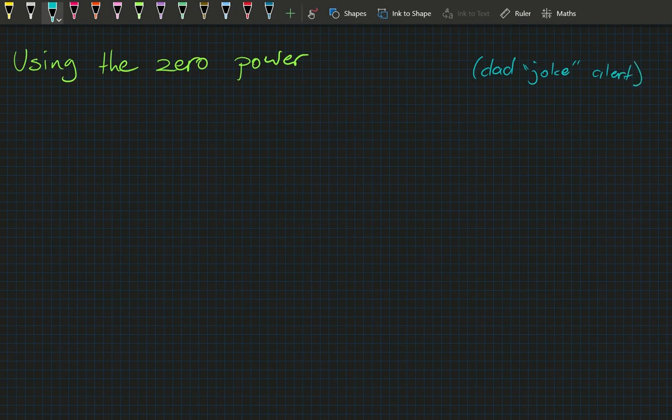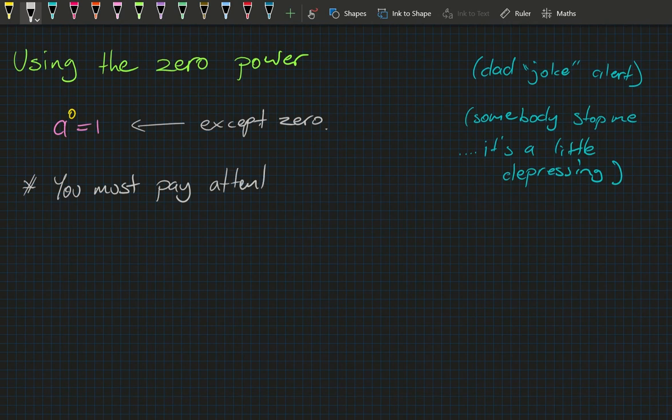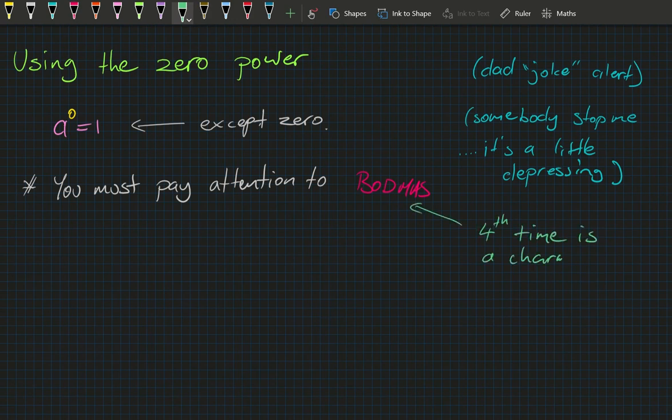Okay, so it's time to be a hero with the 0. Anyhow, back on track, we need to remember that anything raised to the power of 0 is 1, except 0. So 0 is the anti-hero of the 0 power. So despite the confusion we can get with the 0, it's still pretty straightforward as long as you pay attention to BODMAS. Sorry to say that for the 4th time, but a number of students have got these questions mixed up in the past.